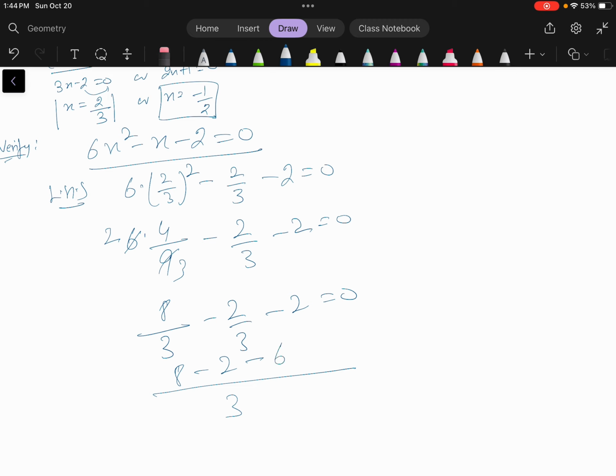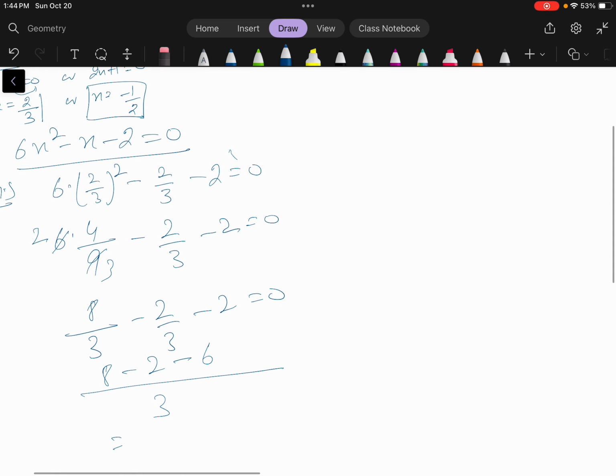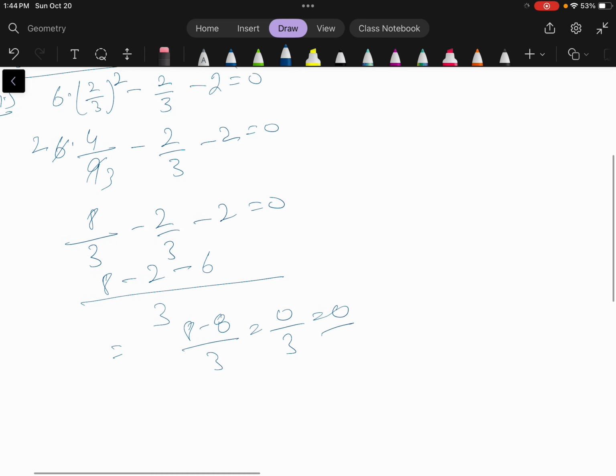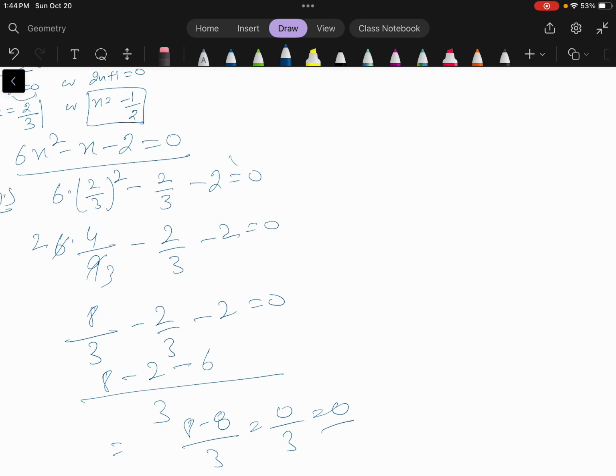So this is the right hand side. We will see here, whatever value we solve, this is 8 minus 8 divided by 3, so 0 divided by 3 is equal to 0. So we proved that the left hand side is equal to the right hand side for this equation. Now we will do the same thing with x equal to −1 upon 2. So we will substitute this value.